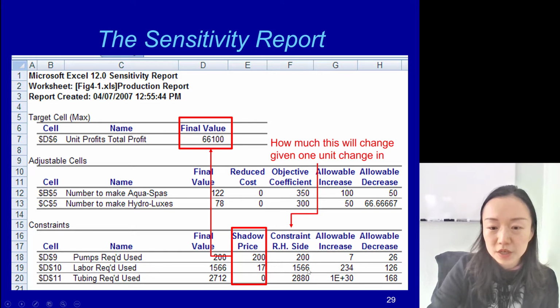Similarly, if we look at this second constraint, okay, currently we have 1,566 units of labor available, and the shadow price of it is 17. So what does this mean? It means that if we can have 1 more unit of labor, increasing this from 1,566 to 1,567, then we can increase our total profit by $17.